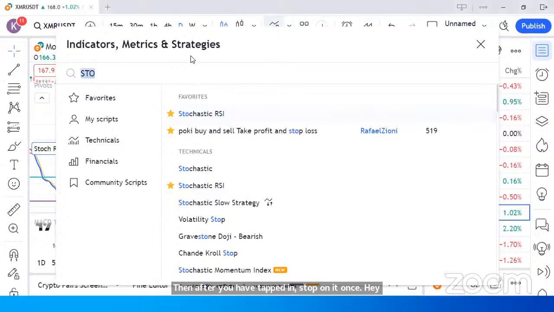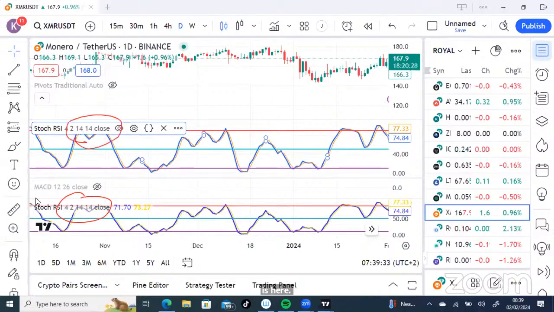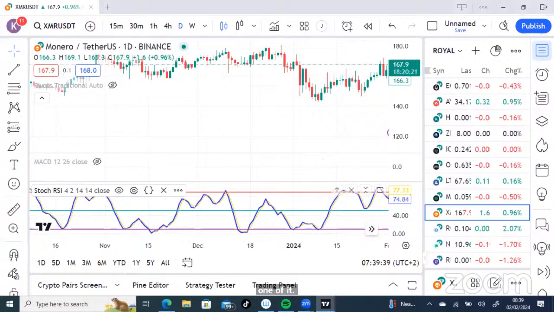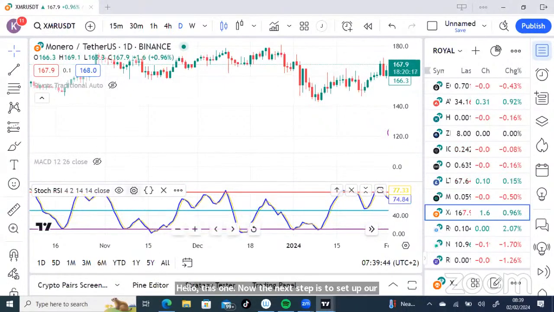When you tap more than once, understand that the indicator will appear twice on your screen. You see it is here, and at the same time it is here. So I'm going to remove one of it. Now the next part is to set up our indicator. So we tap on the setting icon.